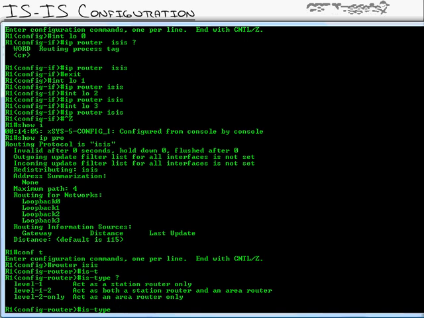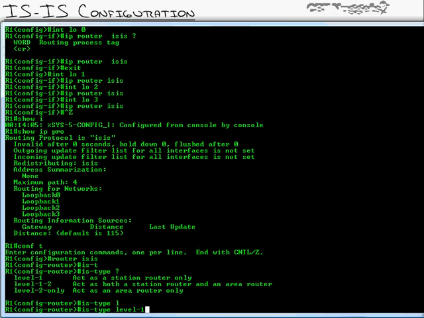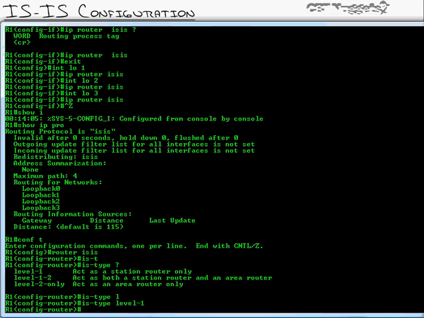followed by what kind of router I want this to be. Level 1, level 1/2, or I don't know why they made the syntax level-2-only. I don't know why they just couldn't put level 2 just like they had level 1. I don't know. Either way, I'm going to type in level 1 because that's what router 1 should be.